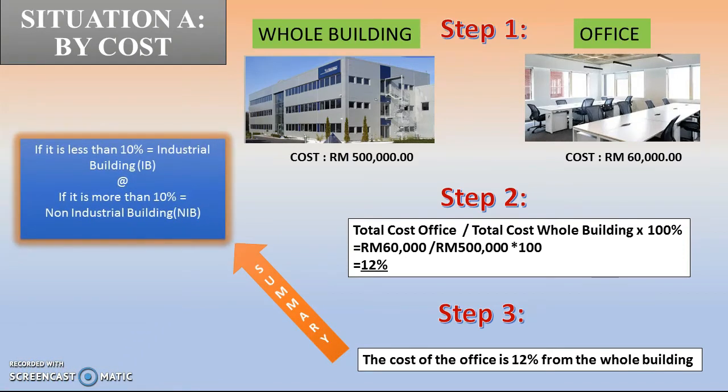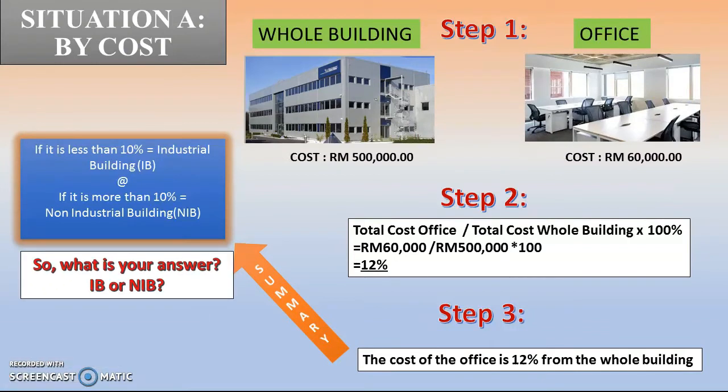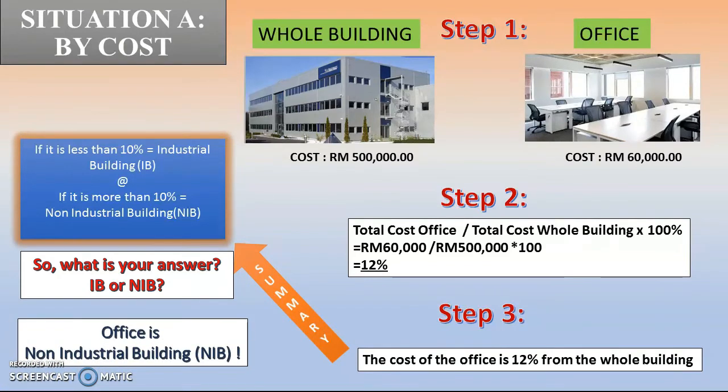So we summarize it under the 10% rule. If it is less than 10%, the office will be determined as industrial building. Or if it is more than 10%, the office will be determined as non-industrial building NIB. So, what is your answer? IB or NIB? If your answer is non-industrial building, you are correct. Congratulations!